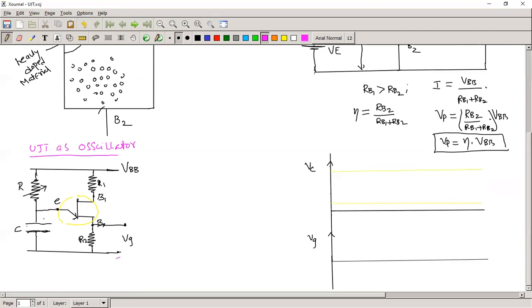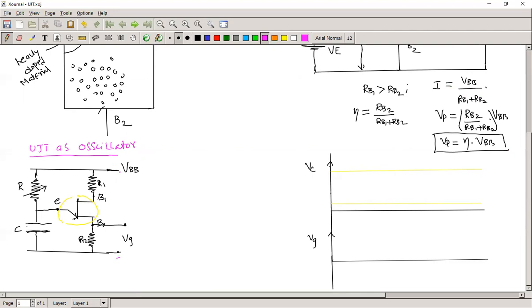In this RC circuit, R is a variable resistance, where R1 and R2 are the external resistances, which are very, very small when compared to the internal resistances of the UJT. This is the symbolic representation of the UJT. Now, this is the emitter terminal, this is B1, this is B2.